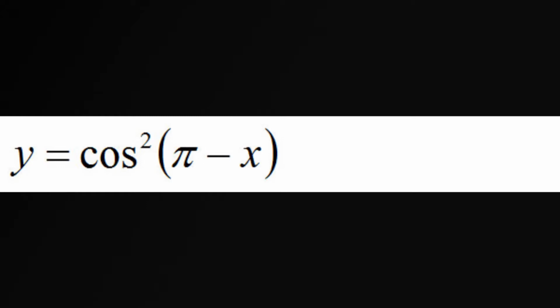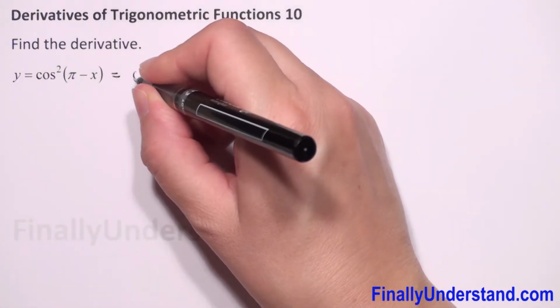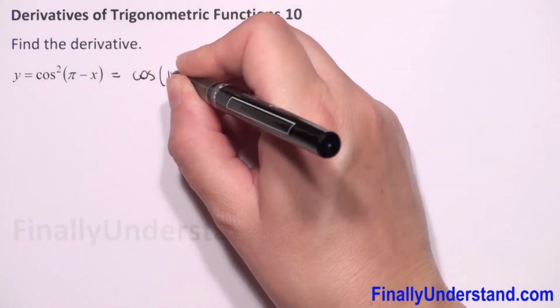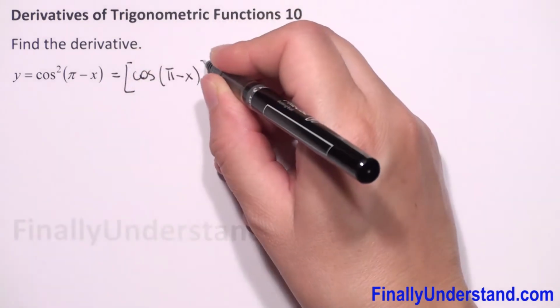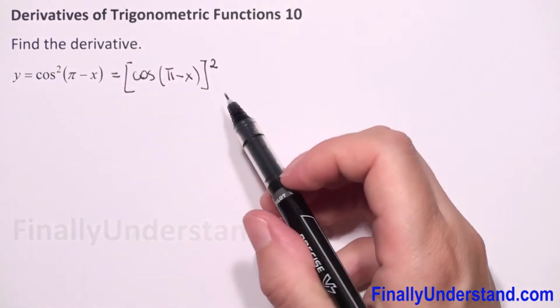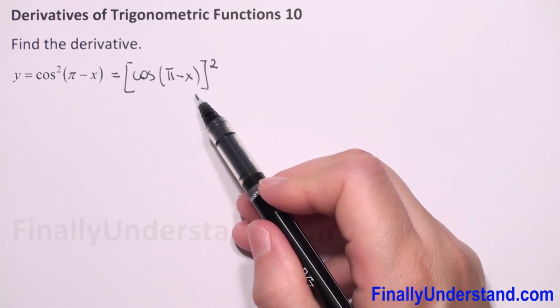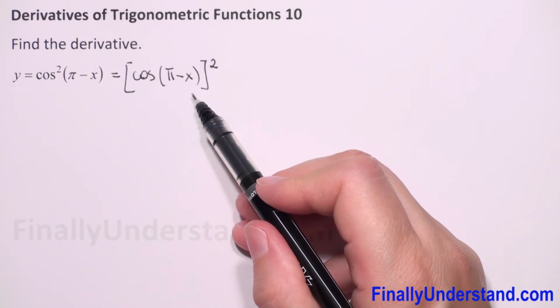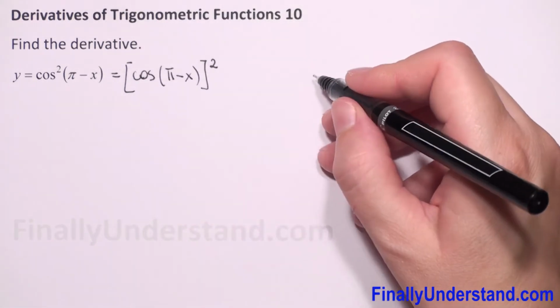We have cosine raised to second power. Let me rewrite this. This is equal to cosine of pi minus x to second power. Now we see that to find the derivative of this function, we have to use the derivative of a function raised to a power. So let me remind you of this formula.